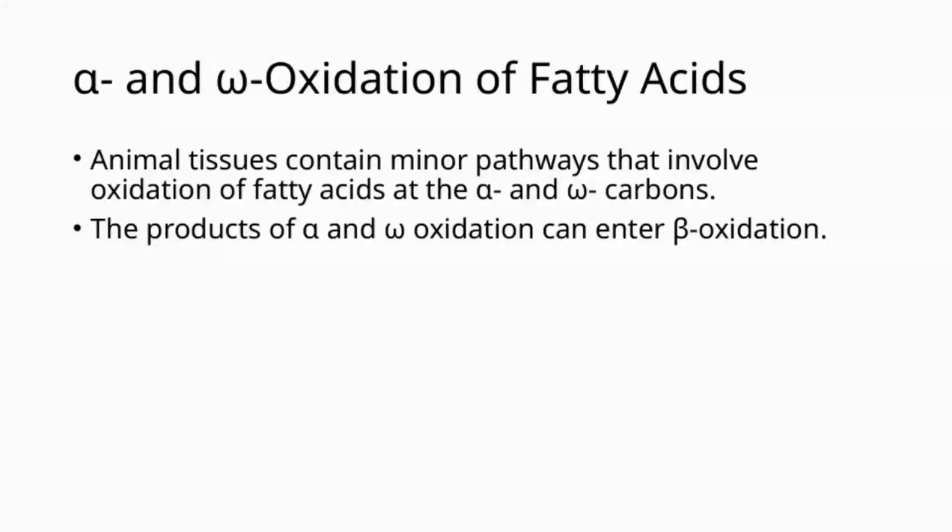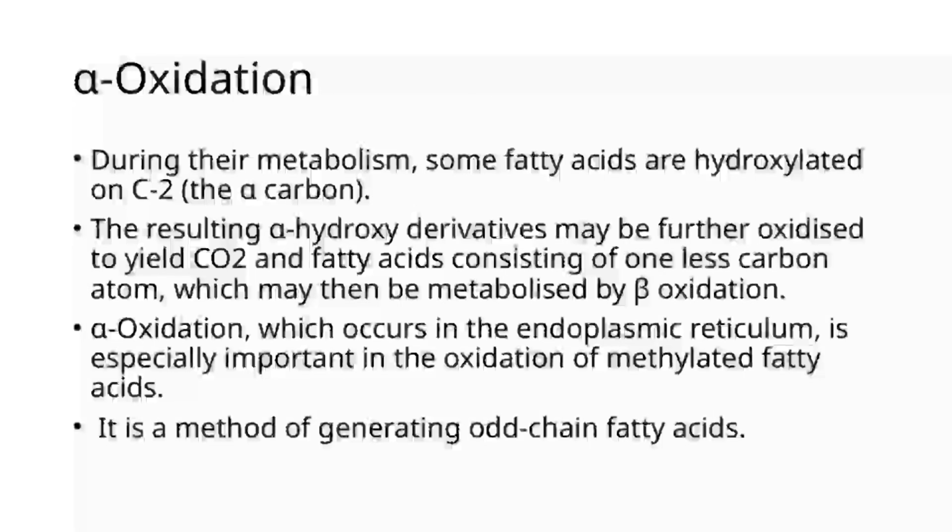Today, I want to talk about a fascinating aspect of fatty acid metabolism called α-oxidation. During their metabolism, some fatty acids undergo a process called hydroxylation, specifically on the C2 position, which is also known as the alpha carbon. This means we add a hydroxyl group there, transforming the fatty acid into an alpha-hydroxy derivative. What's particularly interesting is that these alpha-hydroxy derivatives can be further oxidized, leading to the release of carbon dioxide and the formation of a fatty acid that has one less carbon atom.